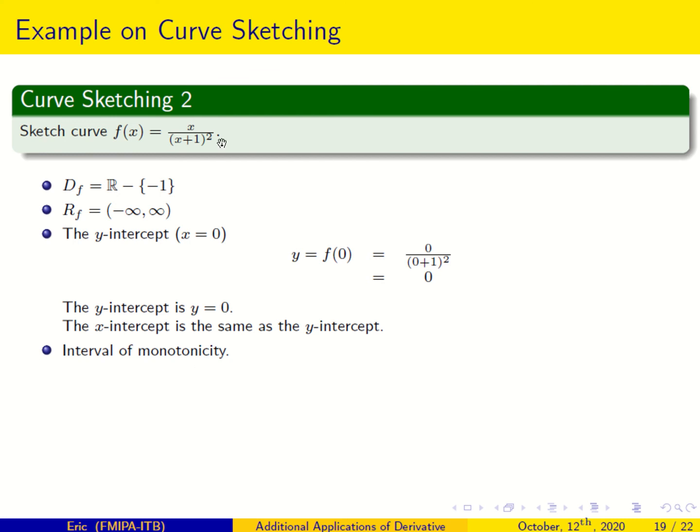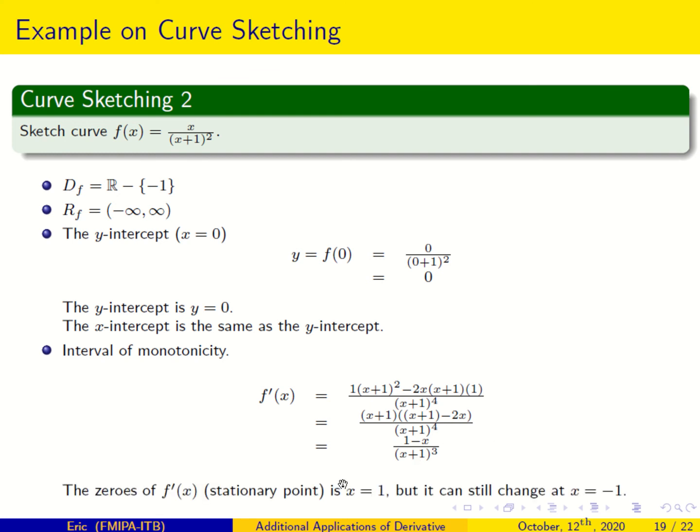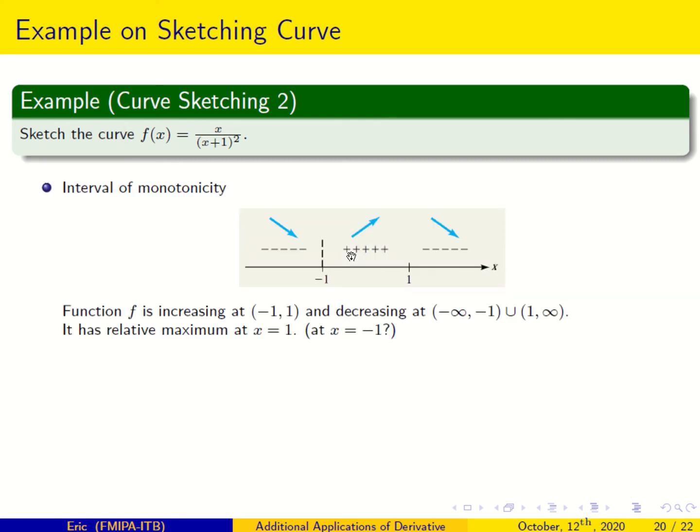So for the interval of monotonicity, you have to find the derivative. The derivative of u divided by v is u prime v minus u v prime, all over v squared. You can plug in the formula and simplify the numerator, and you have this. The zeros are given by 1 and minus 1. The stationary point is x equals 1, but it can still change signs at x equals minus 1. It can change sign at minus 1 and 1.